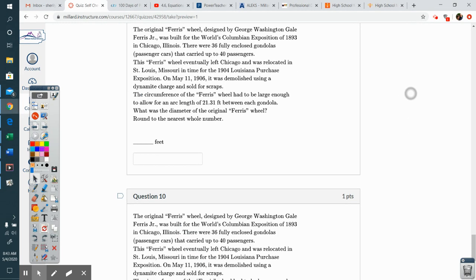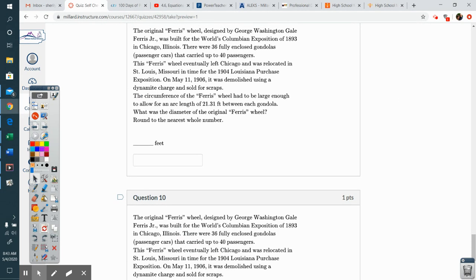Okay, 2 more problems. So we've got the original Ferris wheel. It's a lot of words and all that, but you're just going to look at the big things that you need. This just tells where it was built first, and then there's 36 fully enclosed gondolas. It doesn't matter how many passengers, because we're going to have this big gondola with 36 around the whole thing.